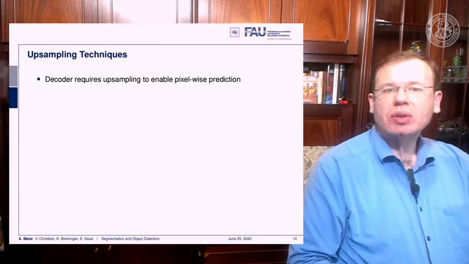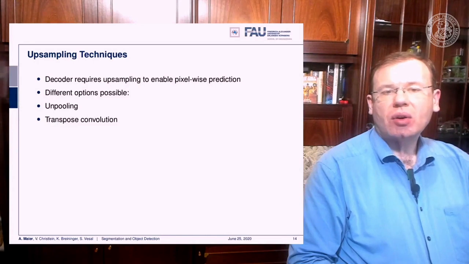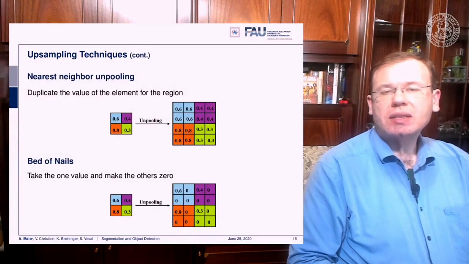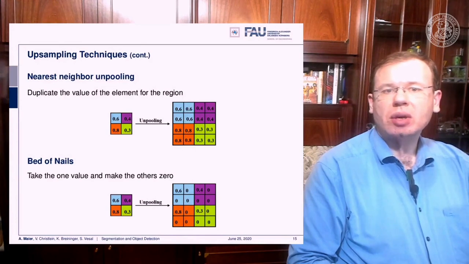So here we want to have a decoder that somehow is creating a pixel-wise prediction. There are different options possible, and one is, for example, unpooling. You can also do transpose convolutions, which essentially is not using the idea of pooling, but the idea of convolution, but transposed, such that you increase the resolution instead of doing a subsampling. So let's look at those upsampling techniques in some more detail.